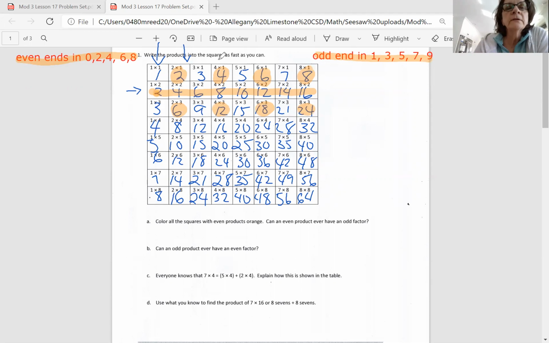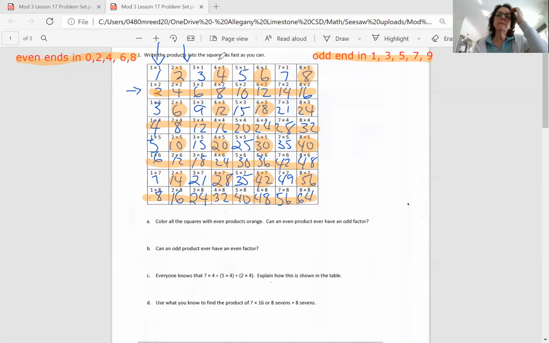The next row is our 4s. And if you notice 4, 8, 12, 16, 20, 24, 28, 32, those are all even, okay? The next row are our 5s. And only the 5s that end in 0 are even. So we have 10, 20, 30, and 40 are even. Let's go to our 6s. Let's see, we have 6, 12, 18, 24, 30, 36, 42, 48. All of those numbers end in 0, 2, 4, 6, or 8. So they're all even. The next row, we just have 14, 28, 42, and 56 that are even. And the last row, all of them are even again.